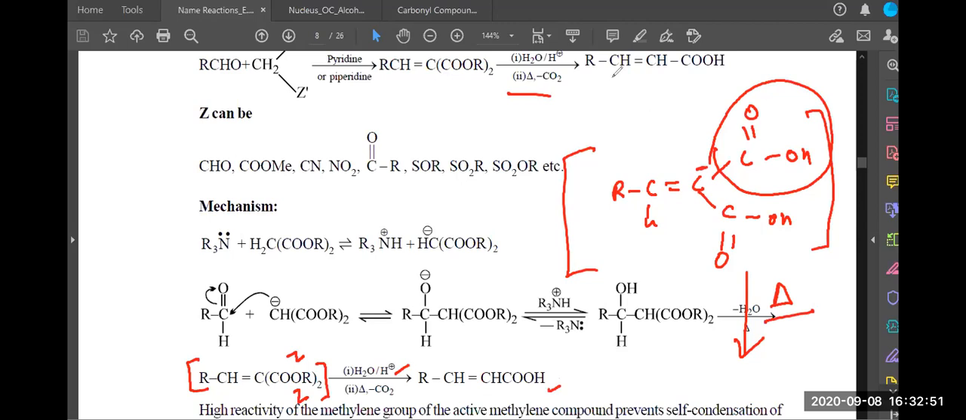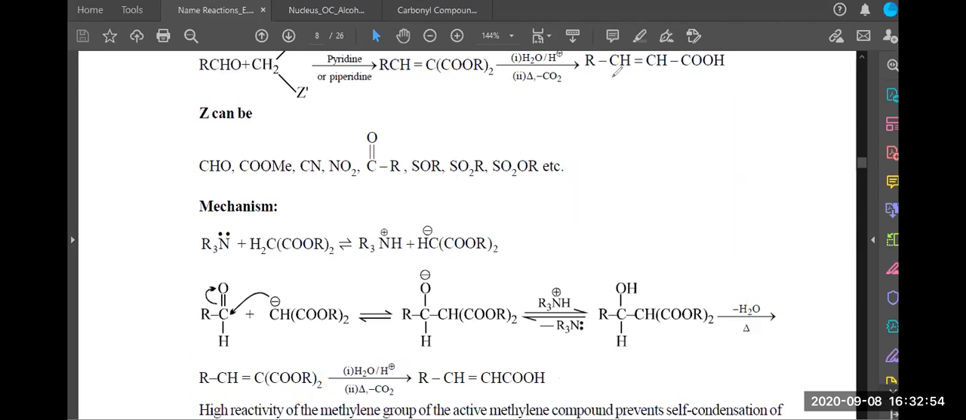Now tell me, if I don't tell you the name of the reaction, just think about this. If I don't tell you the name of the reaction, and I just give you this whole reaction as a question, will this be out of syllabus? Think about it. Forget about the name of the reaction. I just give you the reaction and say, this is A, and this is B. Find A and B. Will this be out of syllabus? No, right? Got it? That's how the question is asked, even if the name of the reaction is not given.